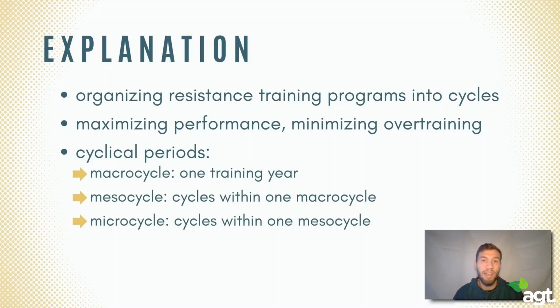A mesocycle includes all the cycles within one macro cycle. Now, one macro cycle consists of 4 mesocycles, which are the off-season, the pre-season, the in-season, and the post-season. Within those mesocycles, we have different microcycles where we're focusing even more specific on something.